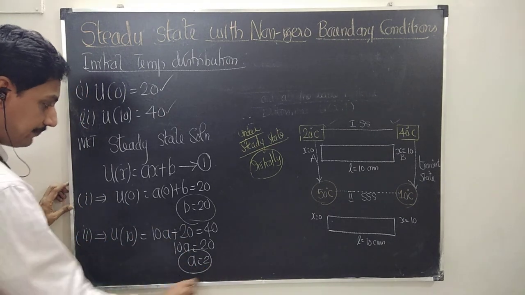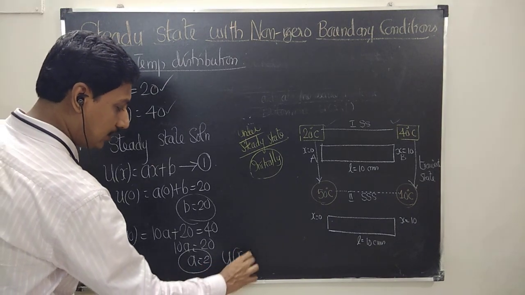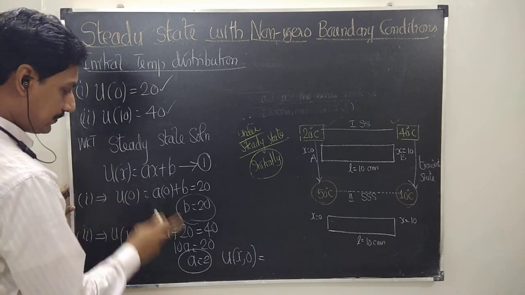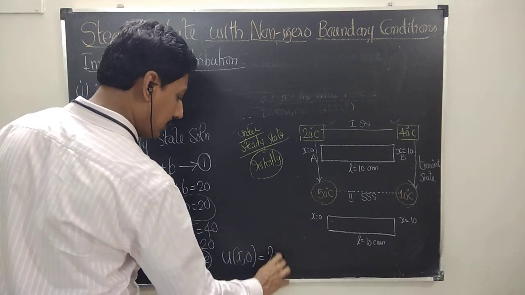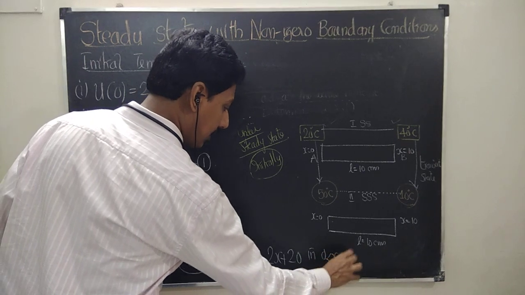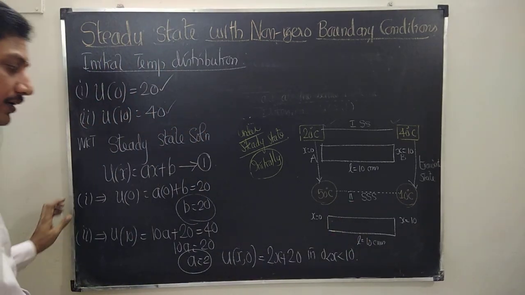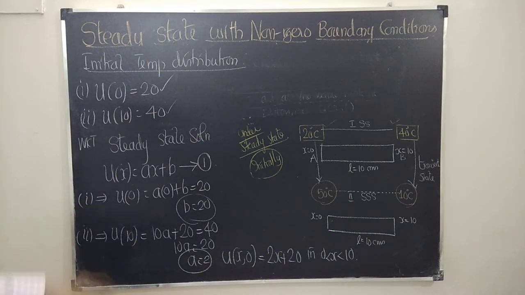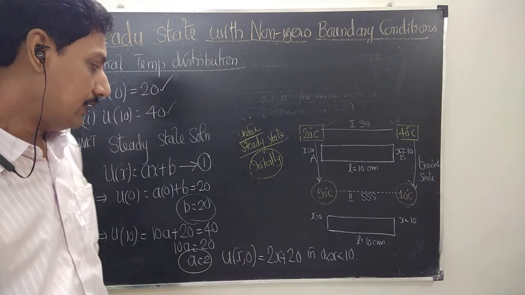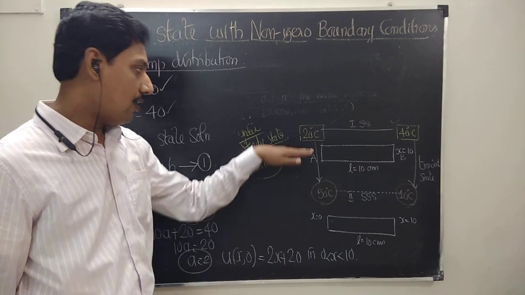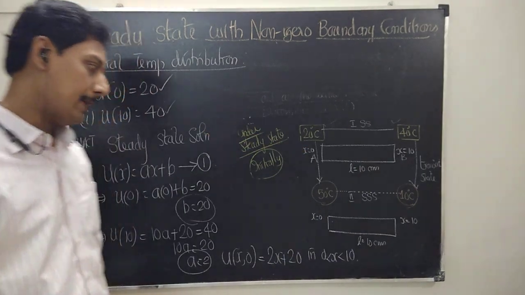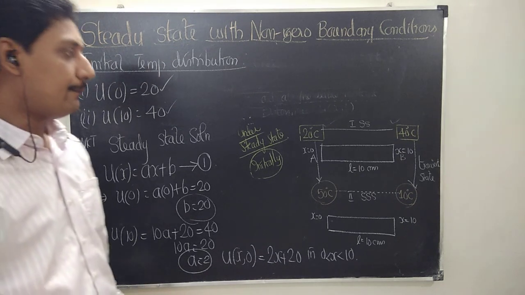So initially, what is my steady state solution? u(x,0), because initially means time t = 0, is ax + b. Now a = 2, b = 20, so 2x + 20 in between the rod, 0 to 10. So this is the boundary condition at the initial temperature distribution under the first stage of steady state. So later on what happened?